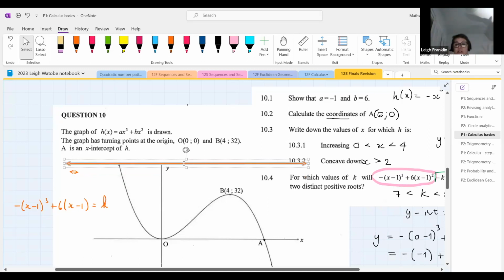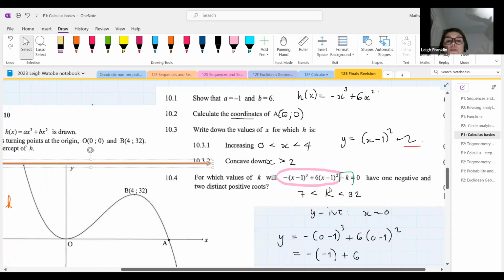They have shifted the graph 1 unit to the right-hand side. That's given by this x minus 1 inside brackets. So we would now need to consider that the graph has been shifted 1 unit to the right-hand side. How is that going to change? Because at the moment, the graph has got its x and y intercept at the origin.